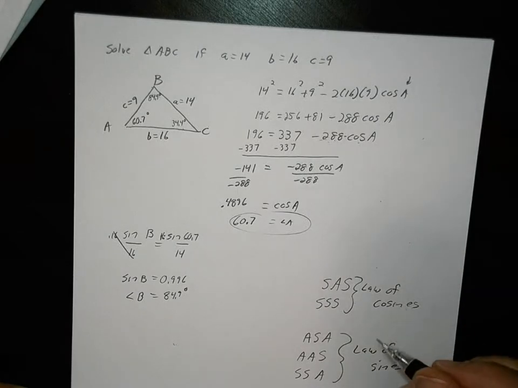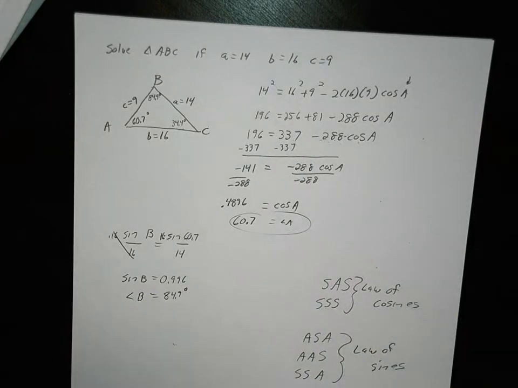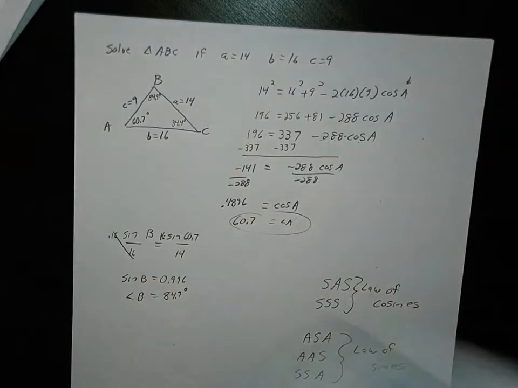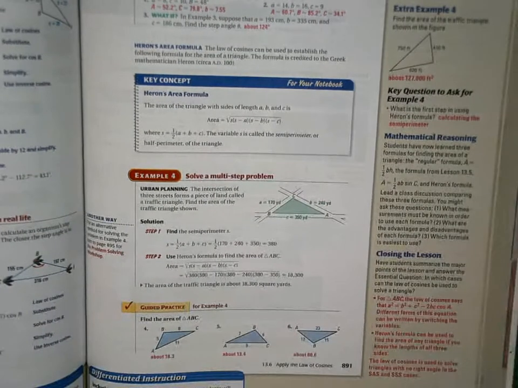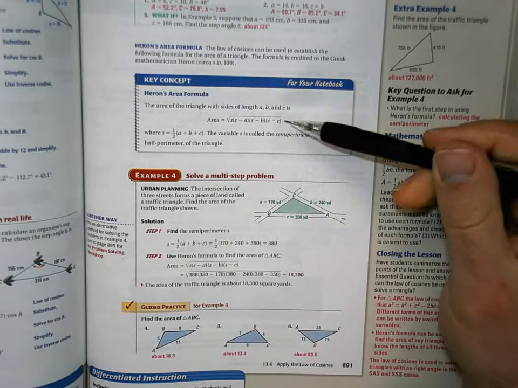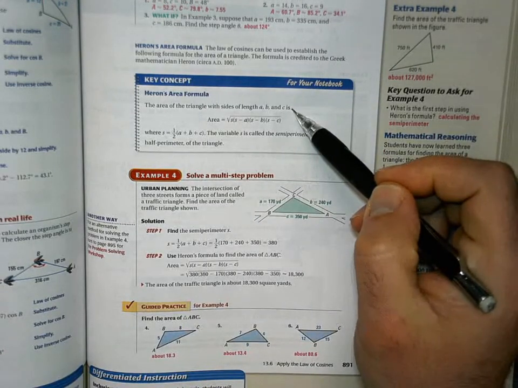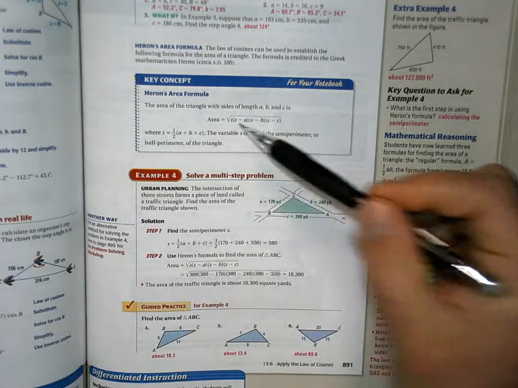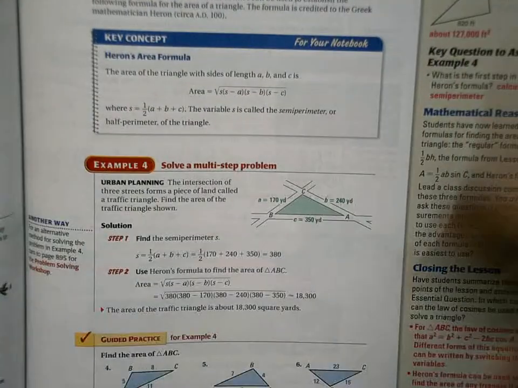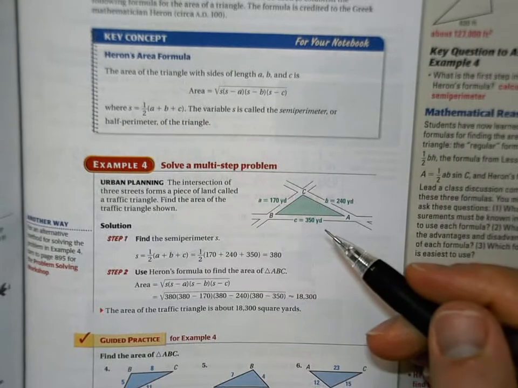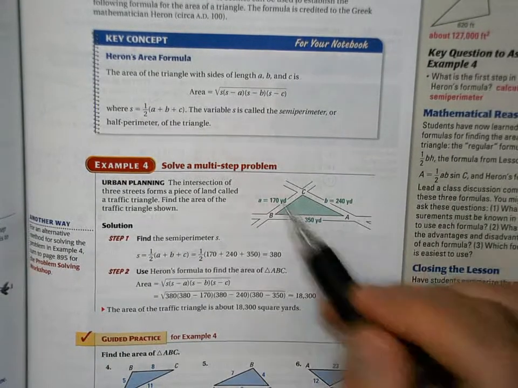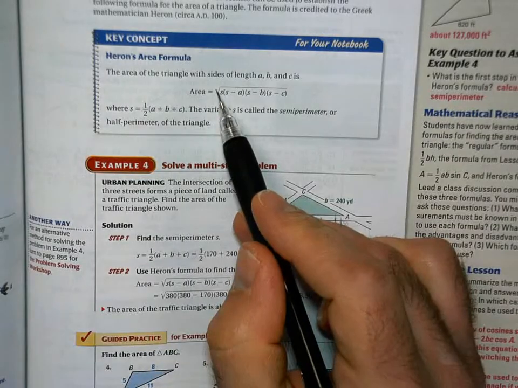Okay. The only other thing in this section is called Heron's formula, and I'm just going to throw the book up here just real quickly. Heron's formula allows you to find the area of a triangle if you know the three side lengths. Okay, and you just plug the numbers into this formula. Okay, so you can see it here. It looks a little bit complicated.